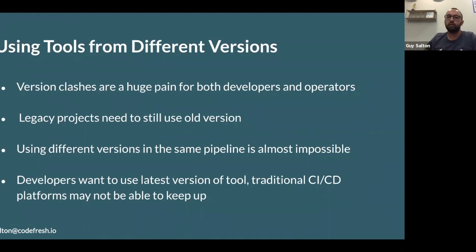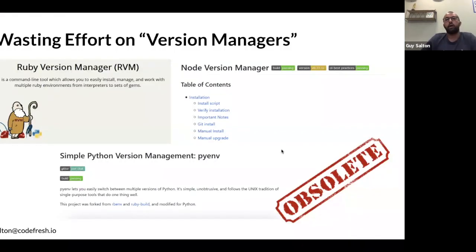Now, using the same tools from different versions can also be a big problem. So version clashes, huge pain both for developers and operators. As we saw in the example before with R, legacy projects are still in use and we still need to support old versions sometimes. And using different versions of the same tool in the same pipeline in a VM-based platform is almost impossible, and we'll see why. And that introduces a new family of software, which is called version managers.